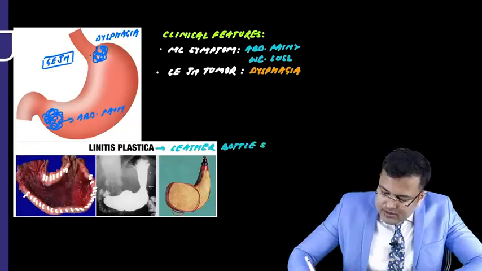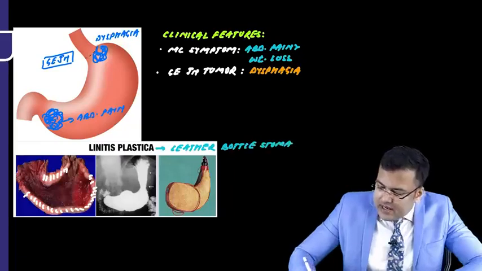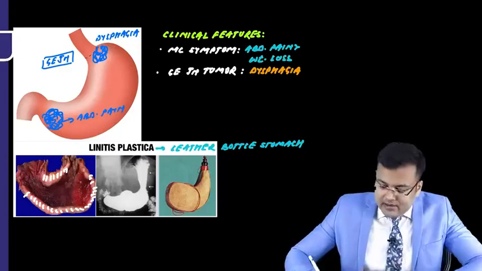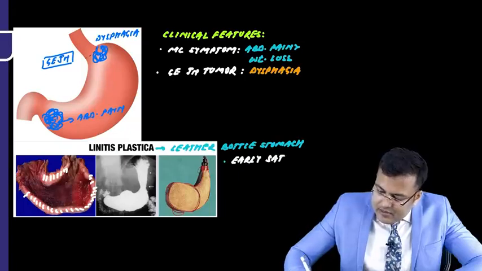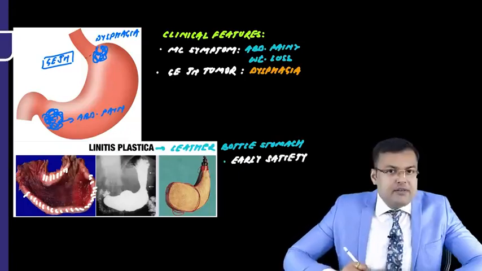And what is the most common symptom of Linitis plastica or leather bottle stomach? Here, the patient develops early satiety. Why? Because the stomach loses the property of distensibility.